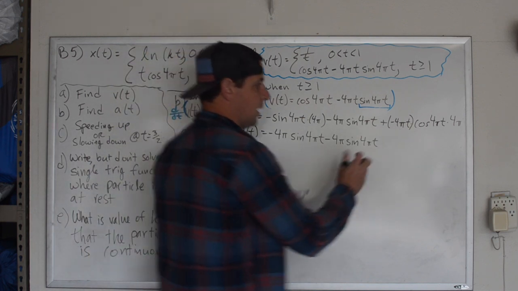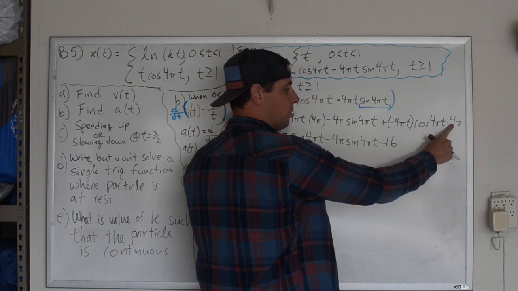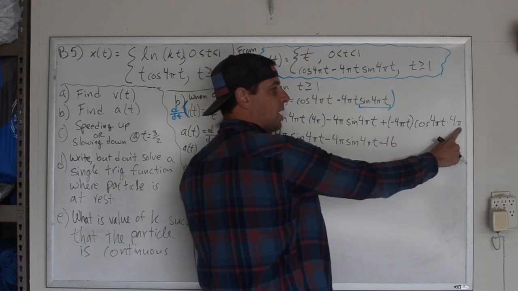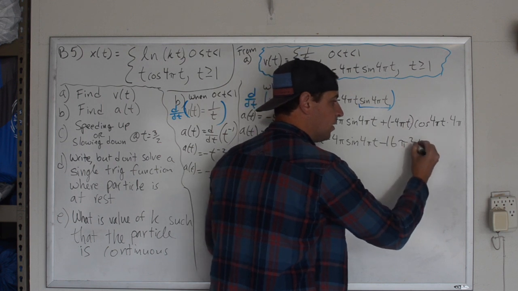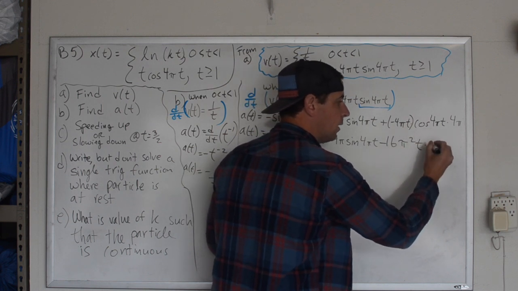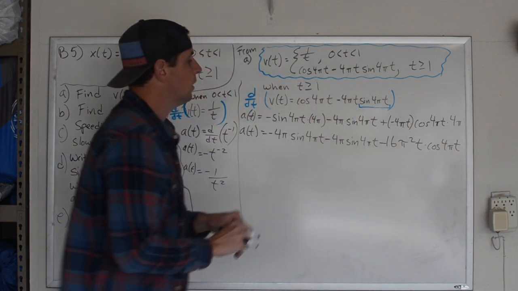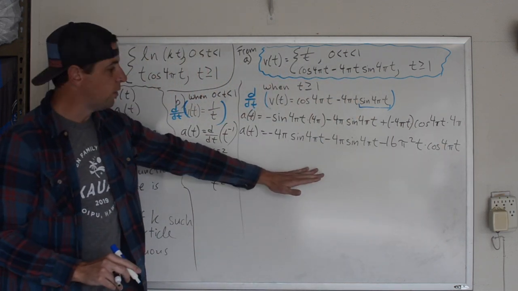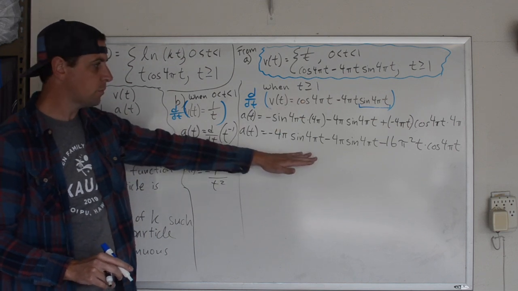So that's going to be negative 16. Negative 4 times positive 4 is negative 16. Pi times pi is pi squared. And then this t is still here, times cosine of 4 pi t. So this is a of t for the second piece here.